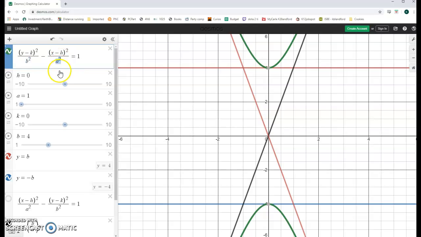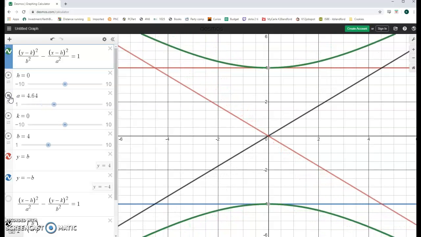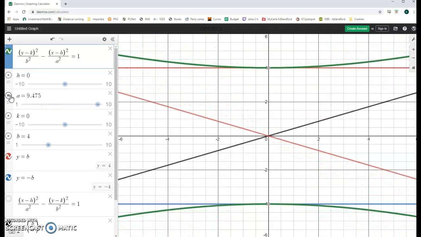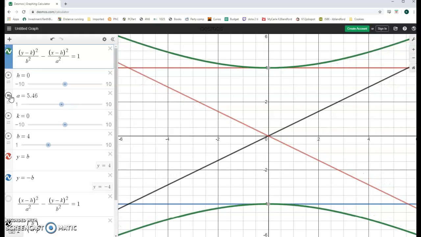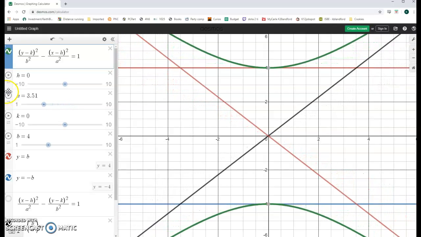The whole thing about a, and the question doesn't really tell you anything about what you might need for it. A could be anything. It doesn't matter. It's kind of irrelevant, just so long as it's a number that's not negative and not 0. If it's negative, you don't have a hyperbola, and if it's 0, then you don't have an equation.